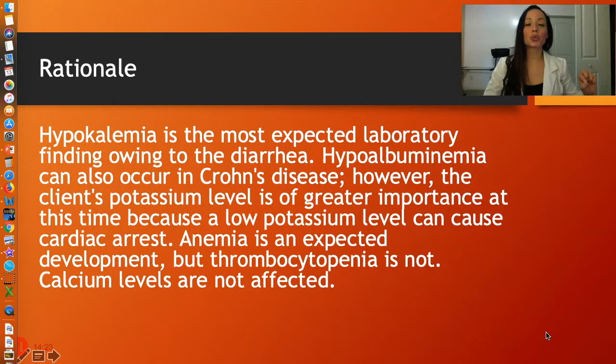Hypoalbuminemia can occur in Crohn's. But again, what is the greatest importance? It's the potassium level, because if your potassium level is too low, you can have cardiac arrest. Okay, a lot of times on NCLEX questions, think carefully because a lot of times it's going to be potassium. Potassium will usually be the answer.